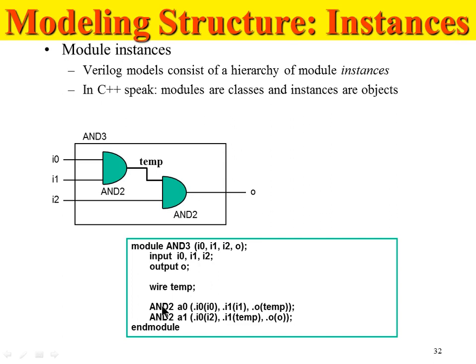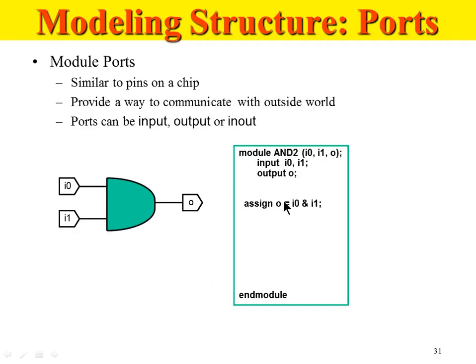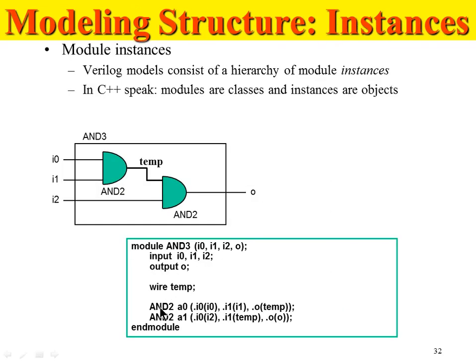Now each of those AND2 gates is represented by this module. So this module of AND2 is separate. What are the inputs and outputs of AND2? There are two inputs and one output for the basic AND gate, which I'm going to instantiate here. So I0 of the AND2 module is connected to I0 of the AND3 module. I1 of the AND2 module is connected to the I1 input of the AND3 module. O, which is the output of the first AND gate, is connected to wire temp.